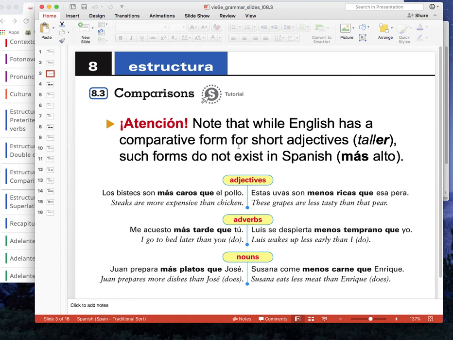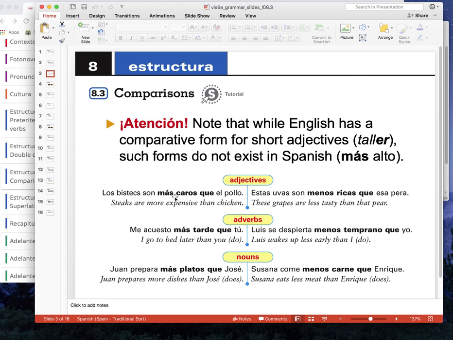But firstly, we see that in English we have some shorter adjectives. We add like er, like taller, and those things don't exist in Spanish, right? You have to say more tall, más alto, okay? So look at these examples.